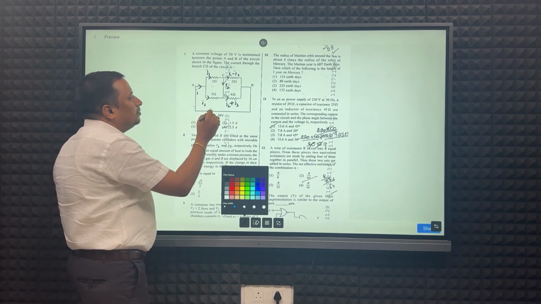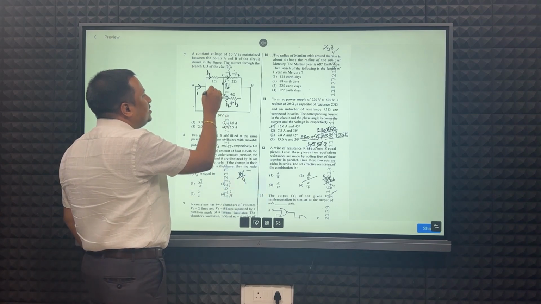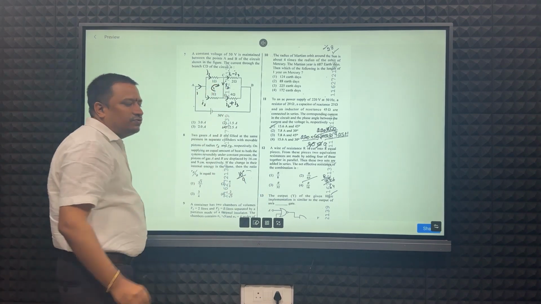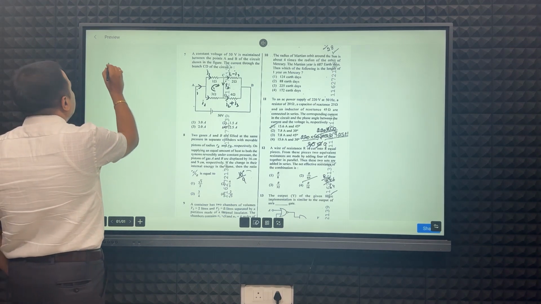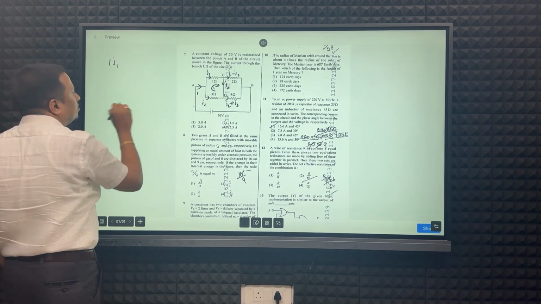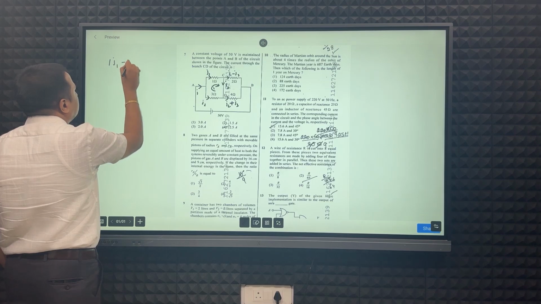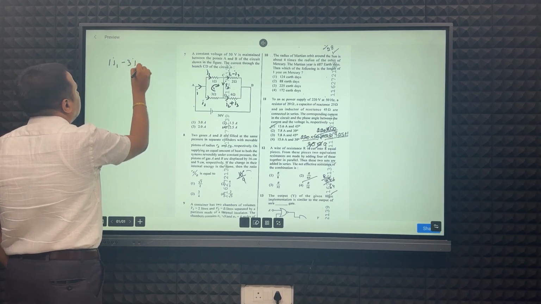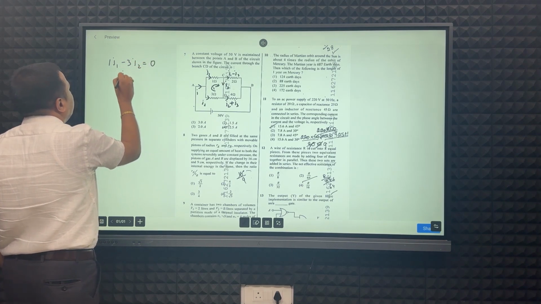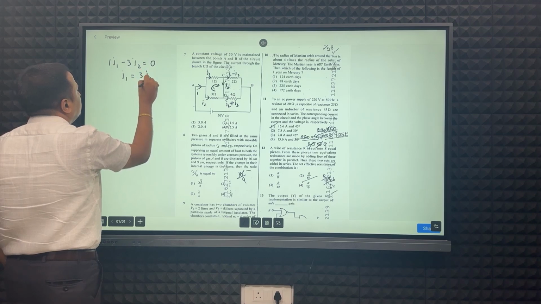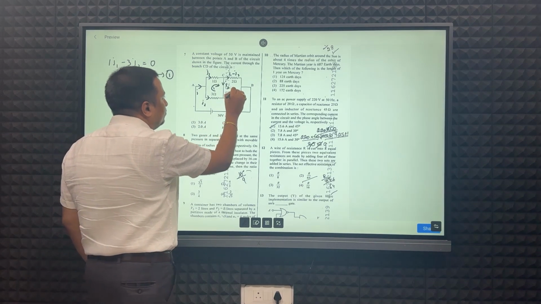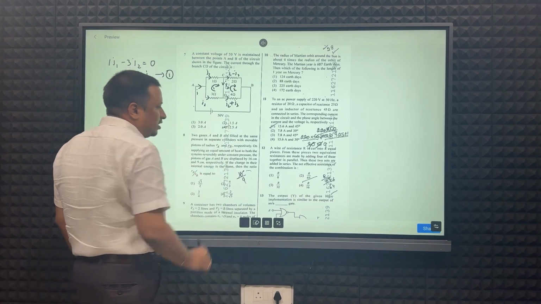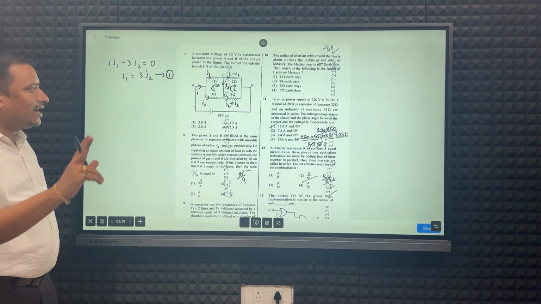Now, please tell me, can I apply Kirchhoff's law in each loop? First, I am applying Kirchhoff's law in the first loop. If I apply Kirchhoff's law in the first loop, it will become 1 I1 minus 3 I2 equal to 0. Can I write I1 will be equal to 3 I2? Equation number 1.